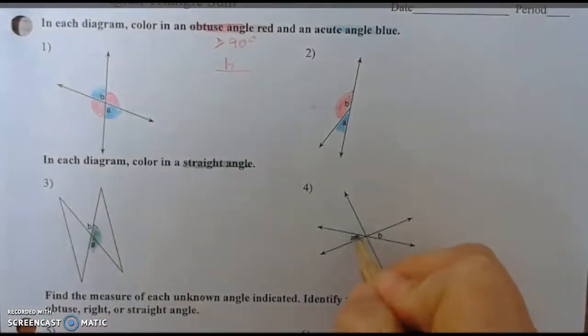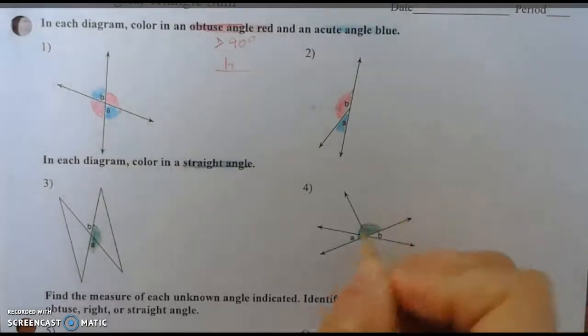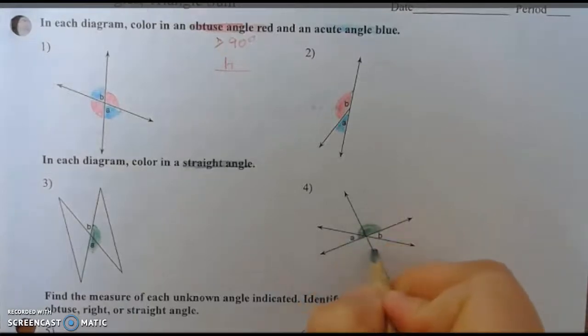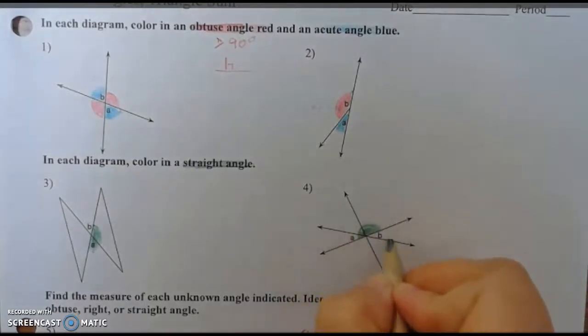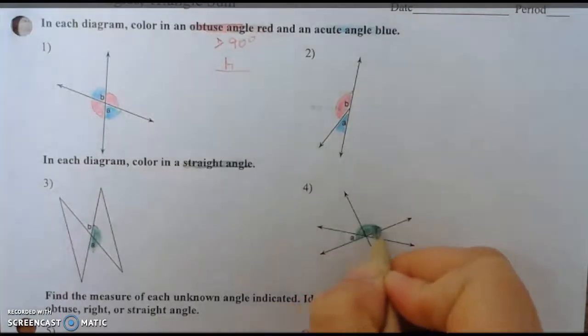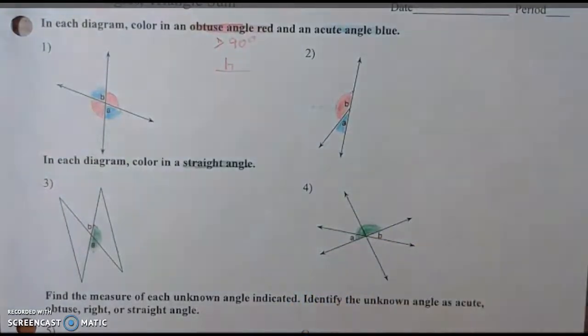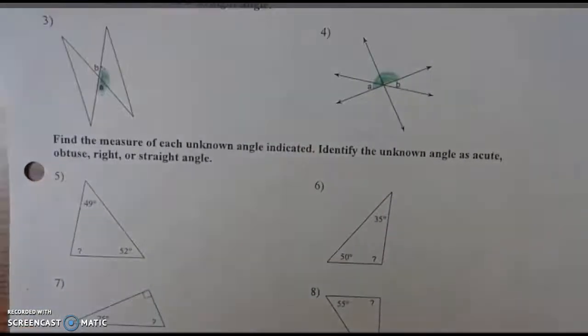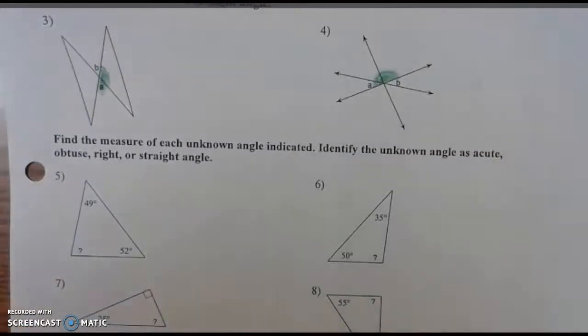Okay, a straight angle would look like this. An angle formed by a straight line. You could have done this angle, or you could have done this angle as well, as long as you're coloring an angle that is formed by a straight line. Now find the measure of each unknown angle indicated.